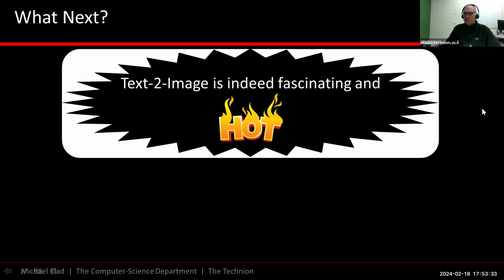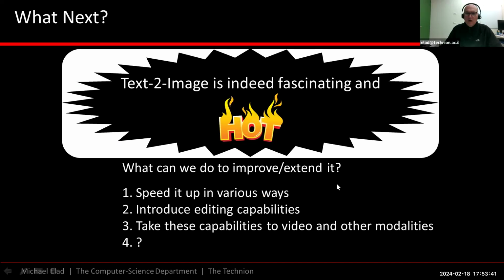This topic is hot. I'm reading news these days and it's all over the news. And the question is where things are going now. You could talk about speeding up these algorithms because they do take time. You can talk about introducing editing capabilities, and work has already gone in these directions. You can talk about generating video, audio, 3D shapes, all sorts of things based on captions or other conditioning. So a lot of things.